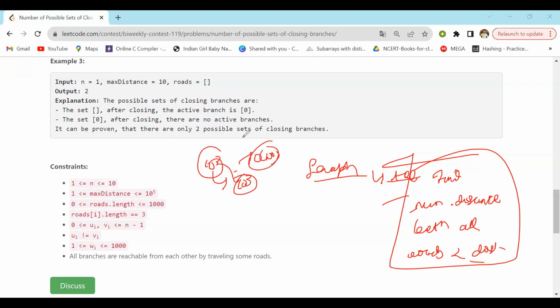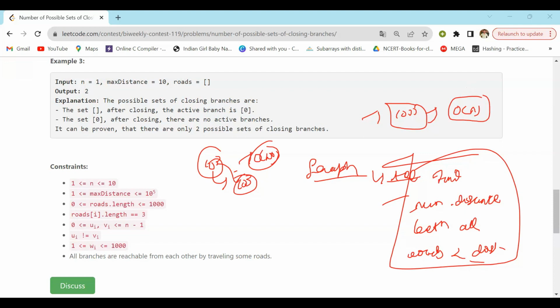So we have to find a way in which, basically, a graph at max has 1,000 nodes, right? We have to find in this graph, in optimal complexity, whether it is possible that the minimum distance between each pair of nodes is less than the given value. Correct. Now what should we do? Let's discuss each algorithm.